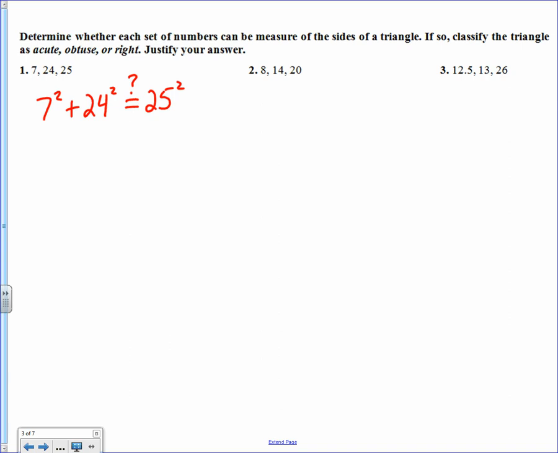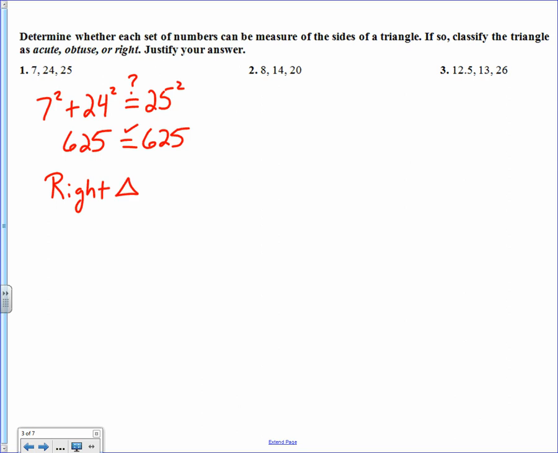And as a note, we don't really care what 7 squared is or 24 squared is. We just care about what their sum is. So we get 625. And 25 squared is also 625. So 7 squared plus 24 squared is equal to 25 squared, which means that this is a right triangle.